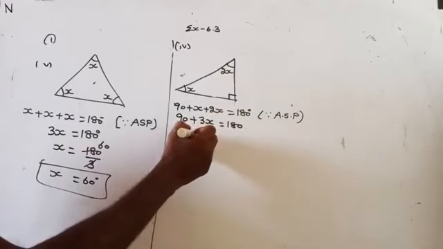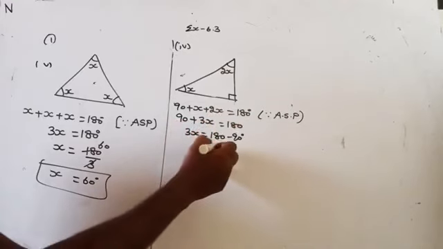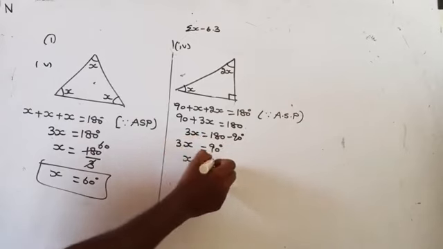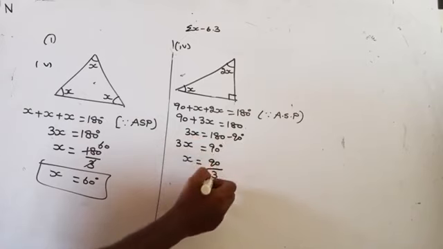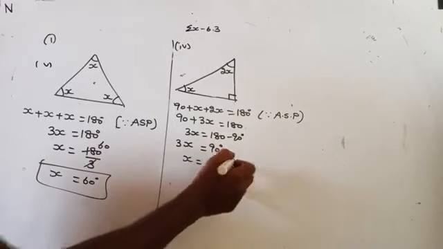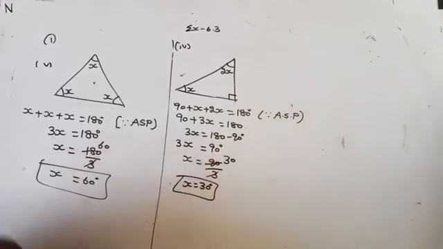Then 3x is equal to 180 minus 90. 180 minus 90 is 90. 3x is equal to 90. Then x is equal to 90 by 3, multiply becomes divide. So 3 times 3 is 9, 30. x is equal to 30.